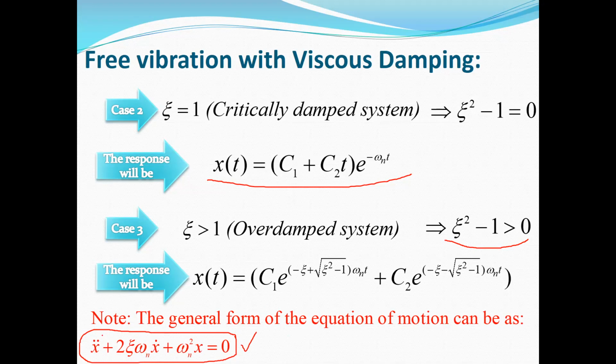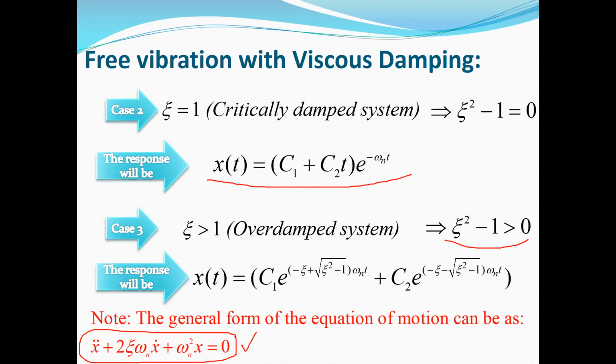It is equal to x double dot plus... You can see the coefficient of acceleration, or x double dot, is 1, and this form is called the standard form of the equation of motion. So here you can see the coefficient of x dot is 2 times the damping ratio times the natural frequency, and the coefficient of x is the natural frequency squared.